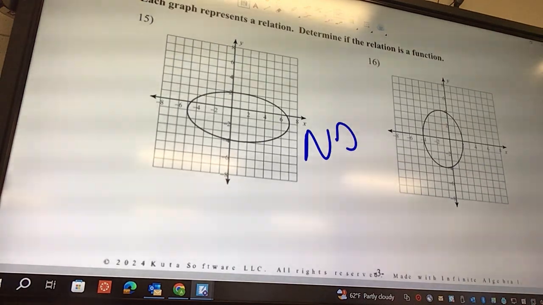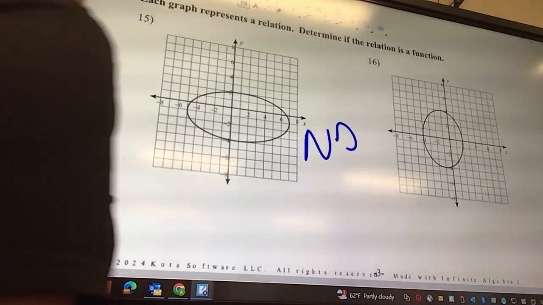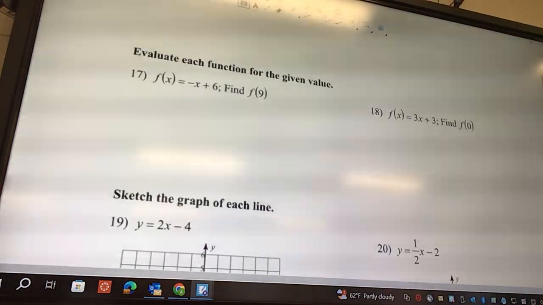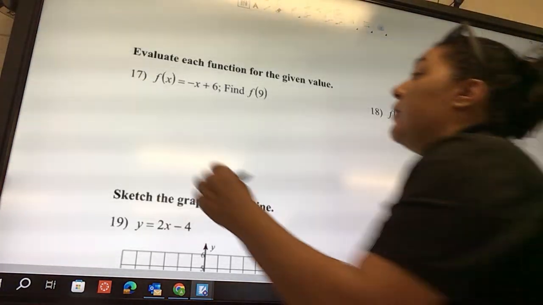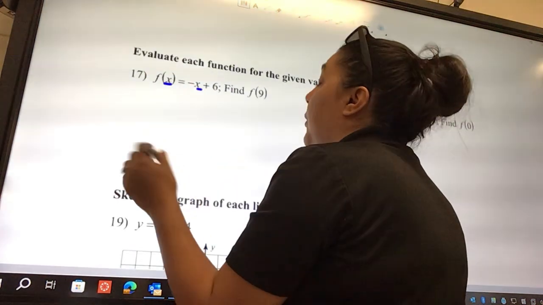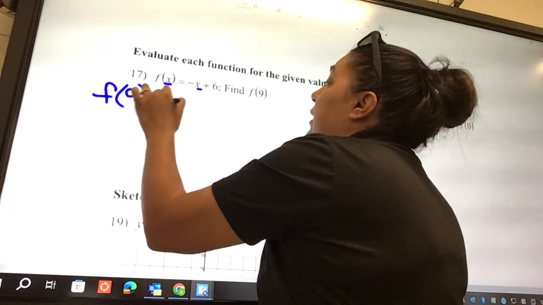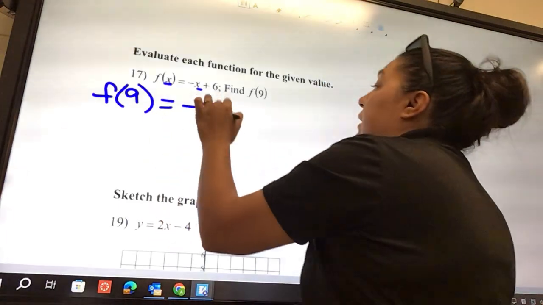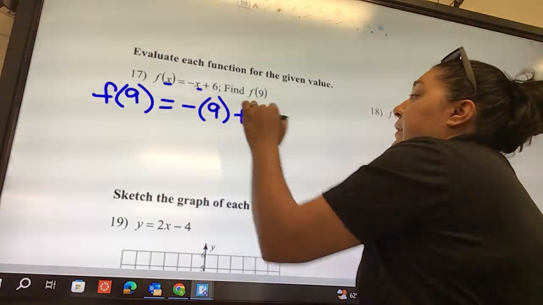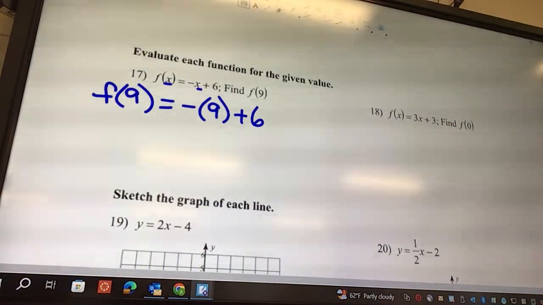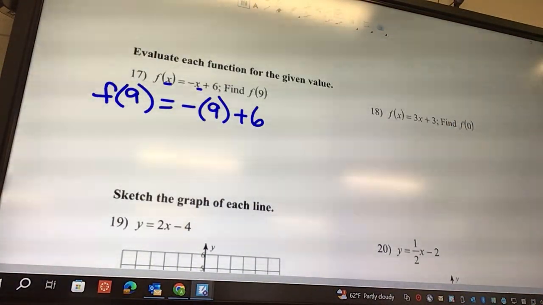Okay, 17, evaluate each function at a given value. What is the given value? They want you to find it at what? 9. So everywhere there's an x, we're putting parentheses with a 9. So f of 9 equals negative parenthesis 9 plus 6. Negative 2? 3? Negative 3? Somebody agree?